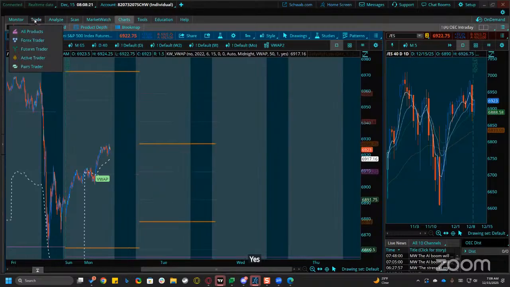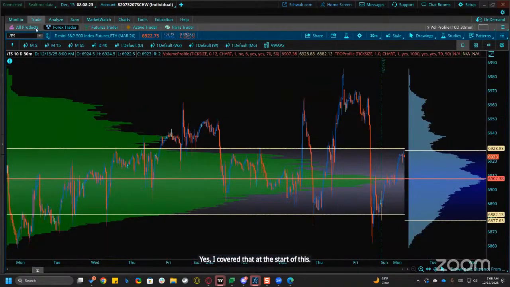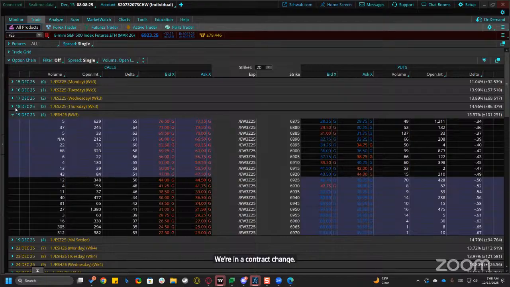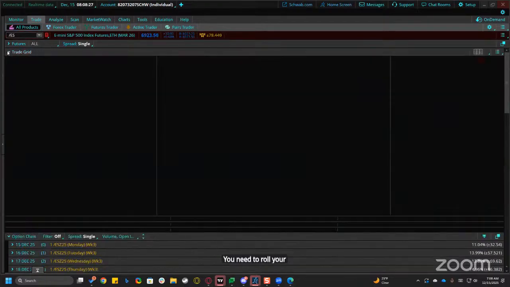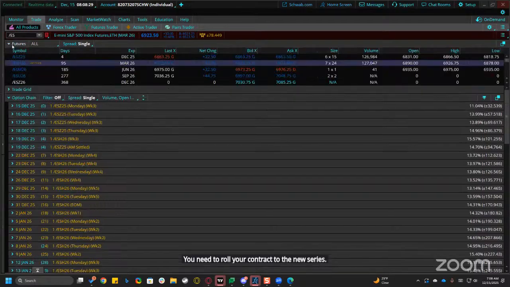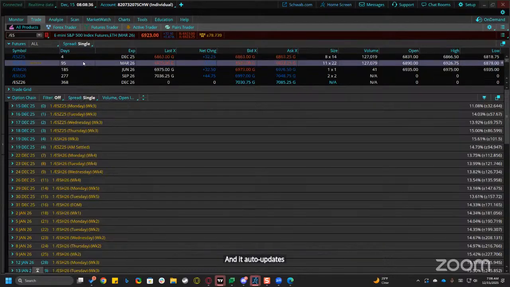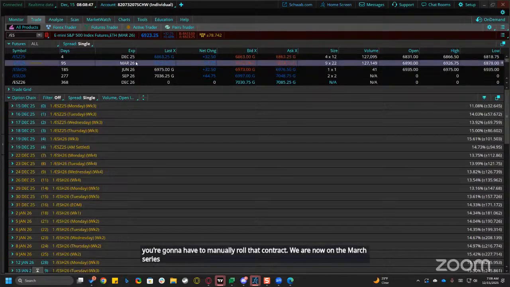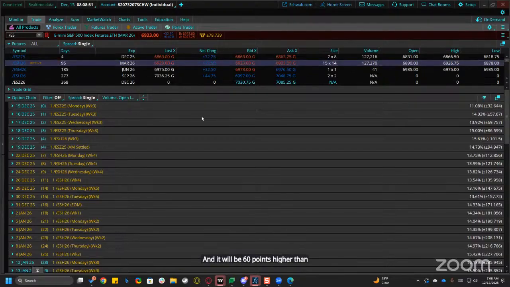Yes, I covered that at the start of this. We're in a contract change. You need to roll your contract to the new series. Some platforms like mine run a continuous contract and it auto updates. If you're trading, especially on TradingView or Tradovate, you're going to have to manually roll that contract. We are now on the March series, and it will be 60 points higher than the other one.